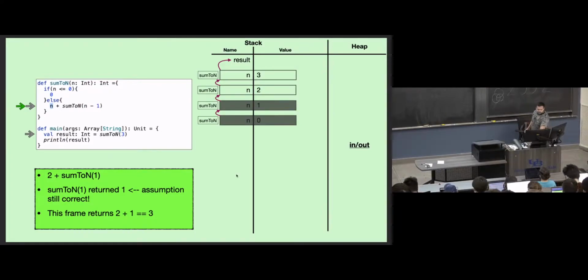Well, sum to n of 2 is returning 3. That's what we expected there. Our assumption's still correct. And we're just going to keep going down the process. If in main we said sum to n of 100, this process would go 100 stack frames deep and then 100 stack frames back up, all computing the correct result.